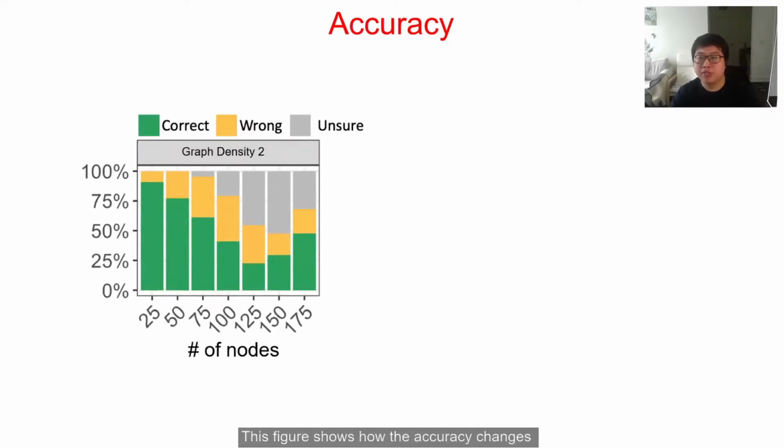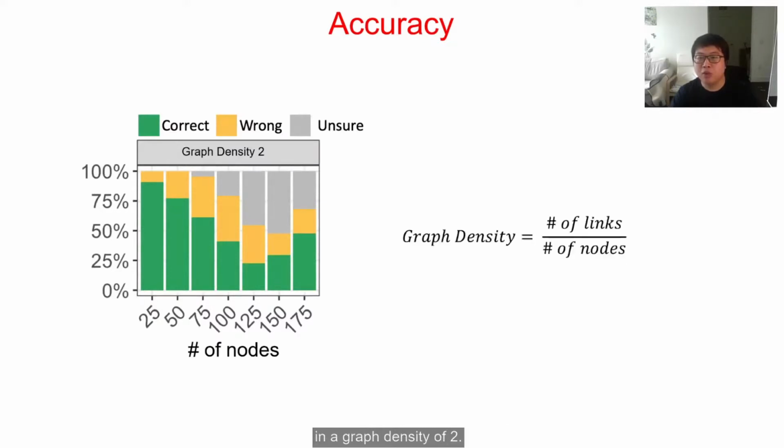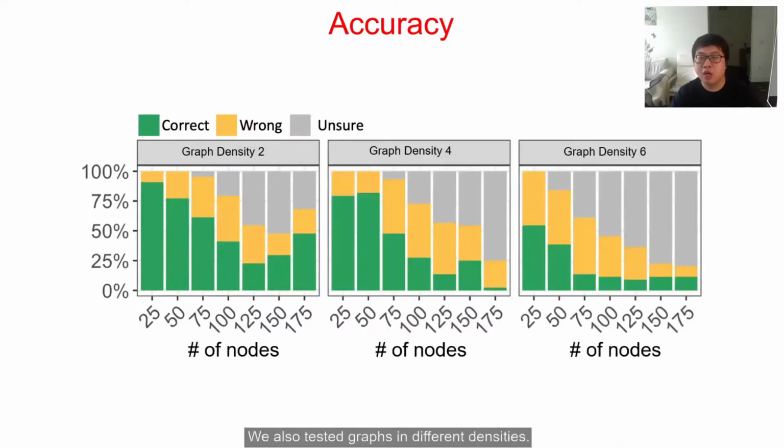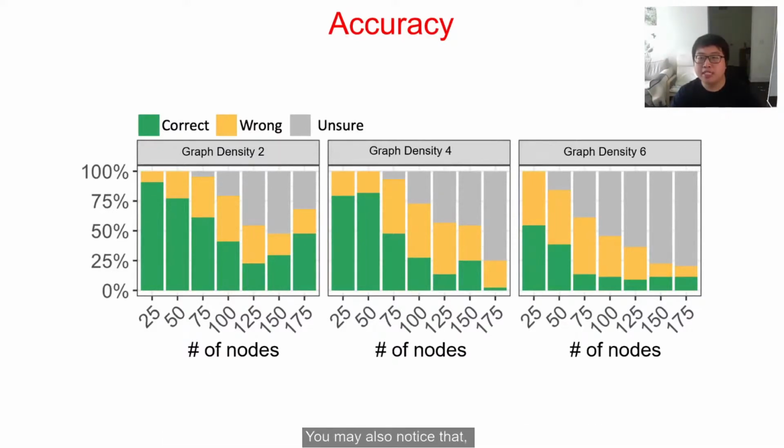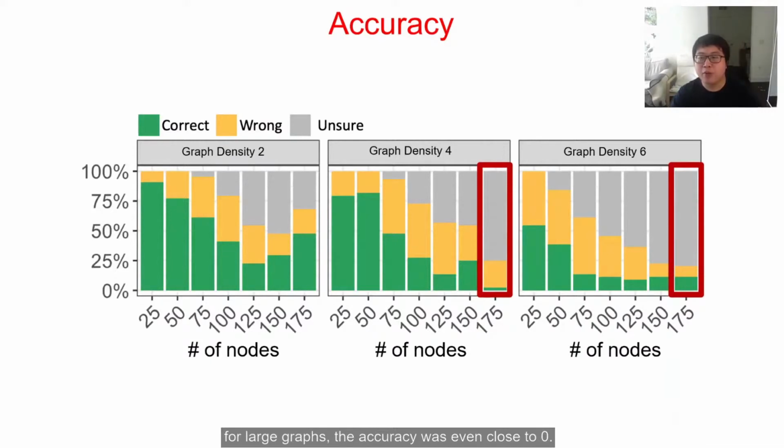This figure shows how the accuracy changes in a graph density of 2. Graph density is the number of links divided by the number of nodes. We also tested graphs in different densities. As we would expect, in all graph densities, with an increasing number of nodes, the accuracy generally went down. You may also notice that for large graphs, the accuracy was even close to 0.